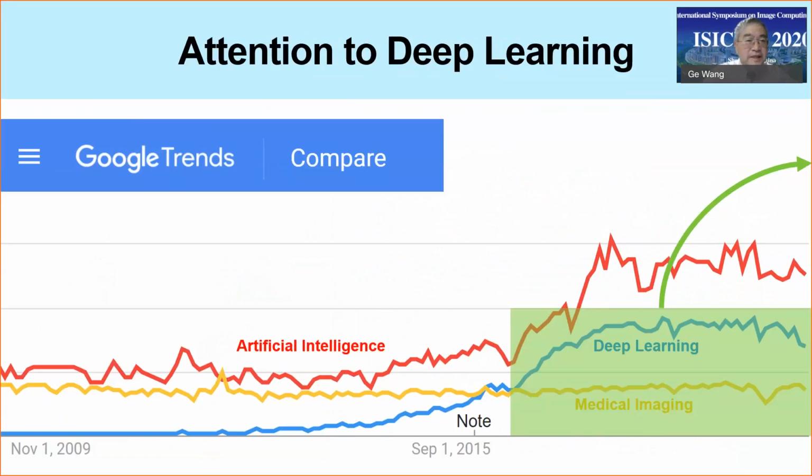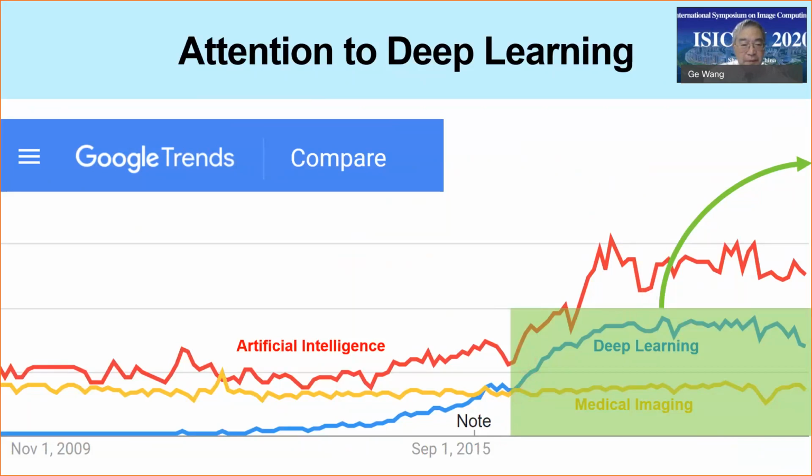I recently did a Google Trends search, looking at the popularity of the phrases artificial intelligence, deep learning, and medical imaging. One interesting observation is that around early 2016, deep learning and artificial intelligence became very popular. Mainly deep learning, as a mainstream of artificial intelligence, attracted a lot of attention.